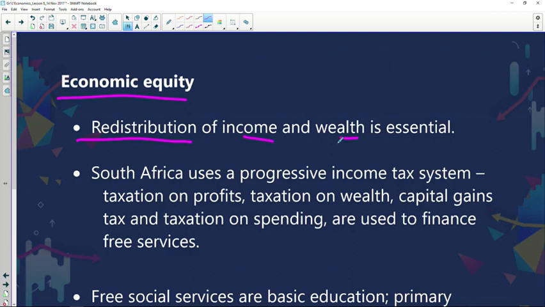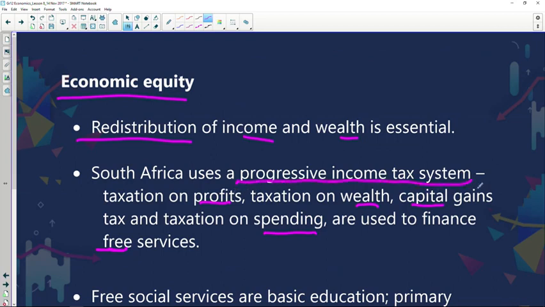So the South African government uses a progressive income tax system, taxation on profits, wealth, capital gains, and also spending, and that is also used to finance free services. There are quite a few things that we mentioned there. We know that we're looking at redistribution of income and wealth, that it is essential, and now we are looking at this progressive income tax system.